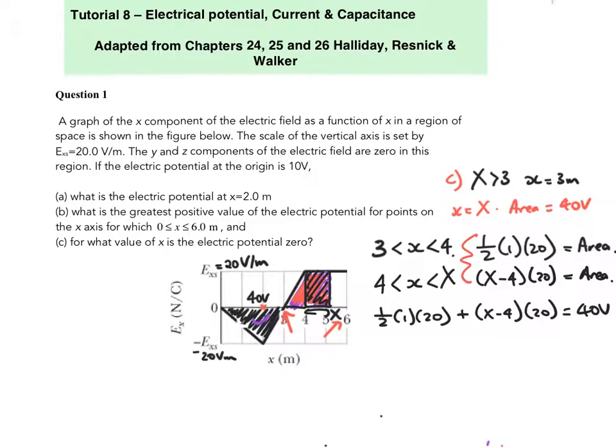If we solve for X here, we're going to get 10 plus 20X minus 80 equals 40. And we can solve for X there, and we get X is equal to 5.5 meters. Okay, so that's around about here somewhere.